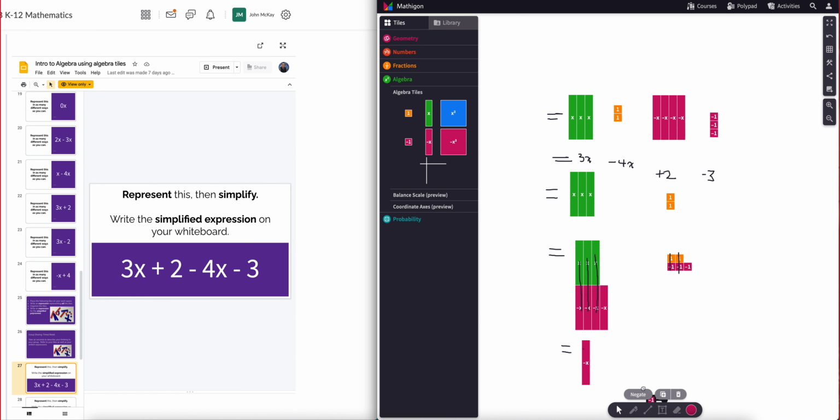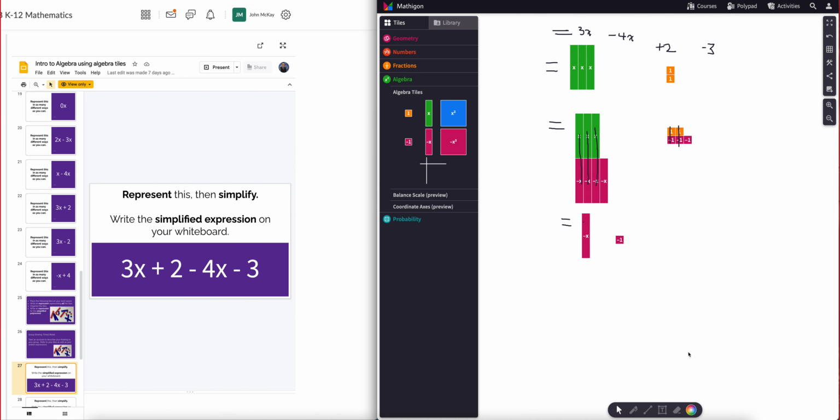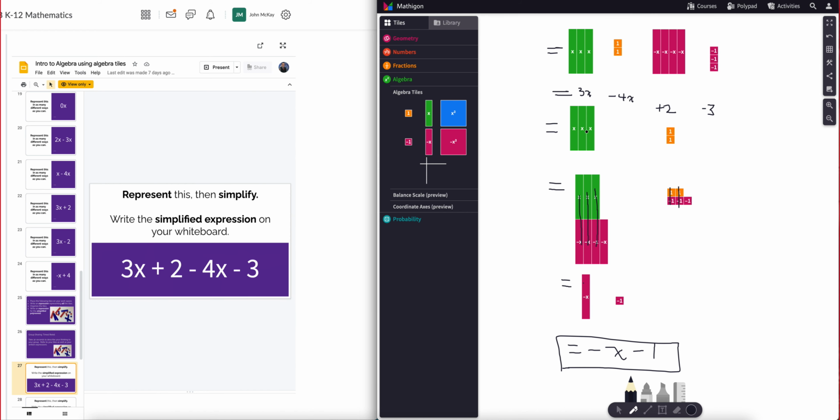What is your final answer? It looks like this algebraically, or like when you write it down, it looks like this. Negative x minus 1. That is your simplified version of this expression or box of fruit that's been thrown at you. Okay, all you have done is you have collected the like terms, right? You organize, create zero pairs, it spits out your answer. That is all I'm asking you to do for this morning, okay?